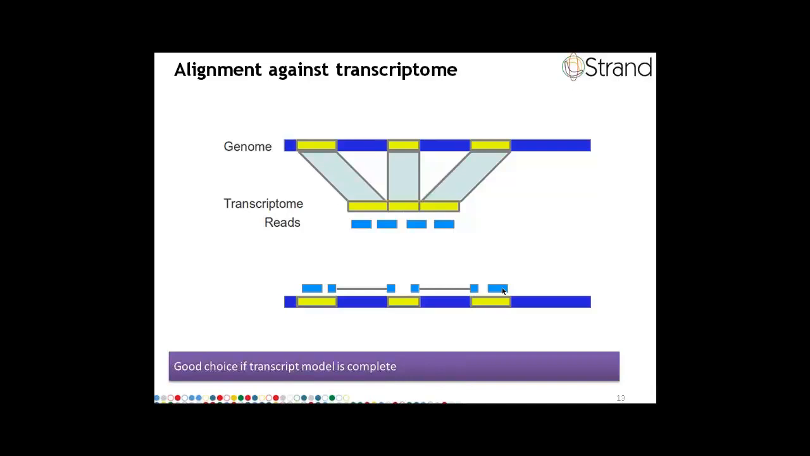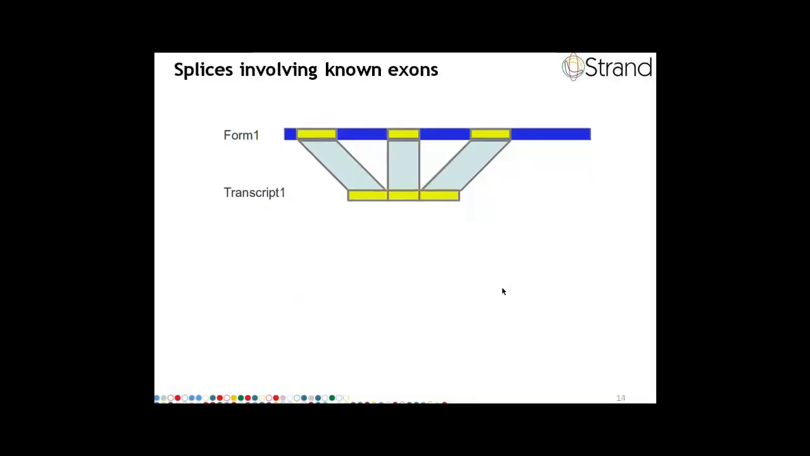So if the transcript model is fairly complete, that is, if you are working with well-studied organisms whose annotations have stabilized over the course of the years, then aligning just against the transcriptome is a great choice for carrying out RNA-Seq analysis. However, suppose knowledge of the transcript model is incomplete.